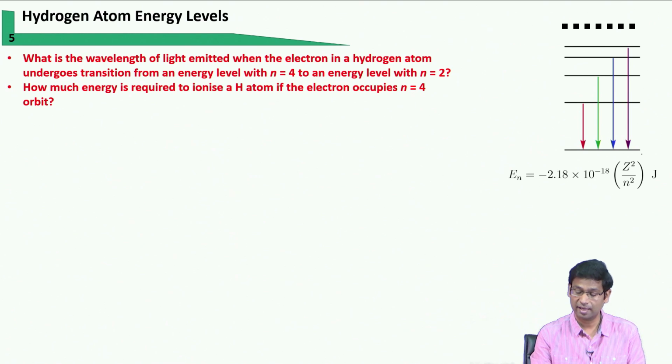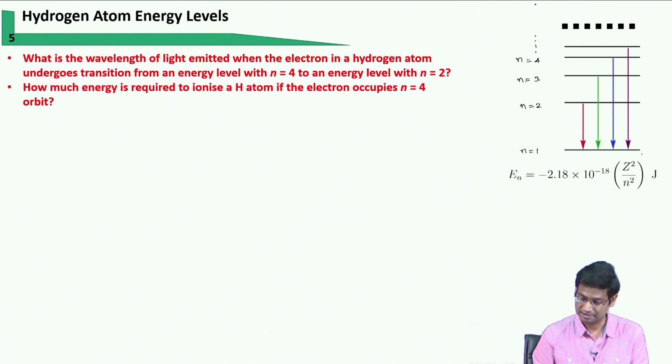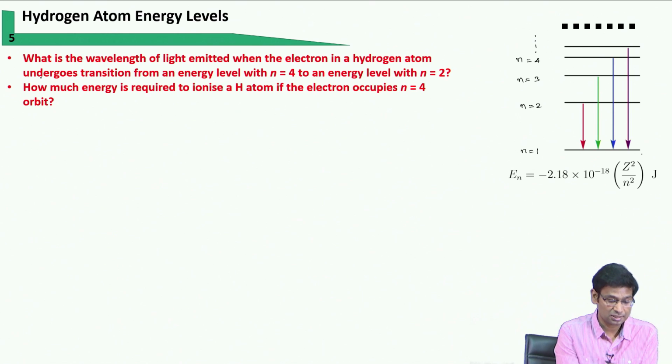So, the energy of the nth state of the hydrogen atom is given by this expression, which is a constant multiplied by Z square divided by n square, where Z is the atomic number of the system and n is the quantum number or the state. So, the ground state here is n equals 1, the next one is n equals 2, n equals 3, n equals 4, and so on and so forth until a very large number of n. So, now let us look at the question.